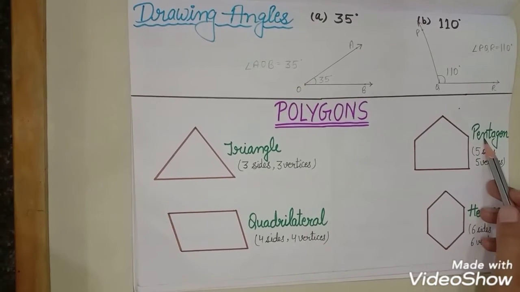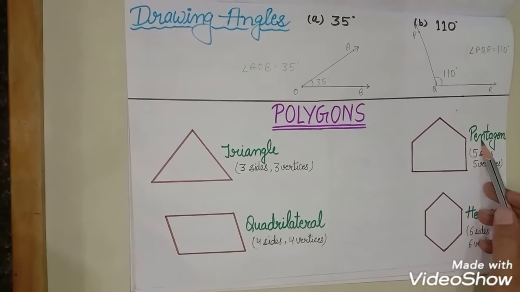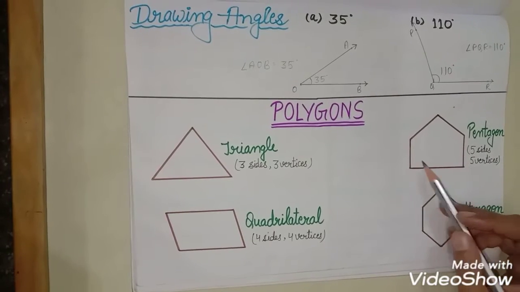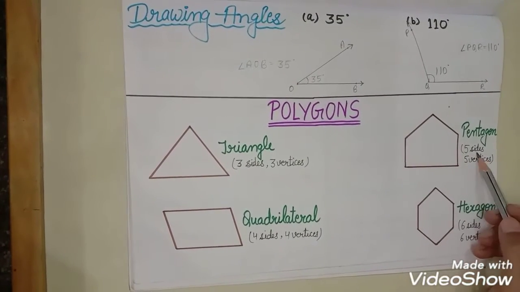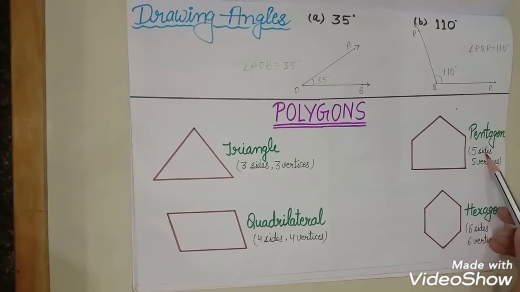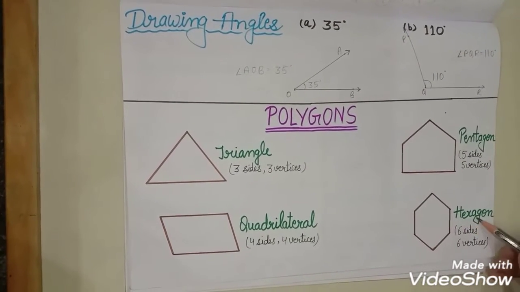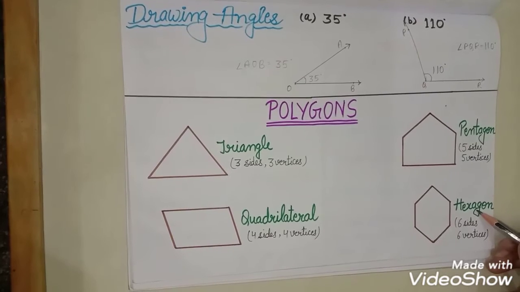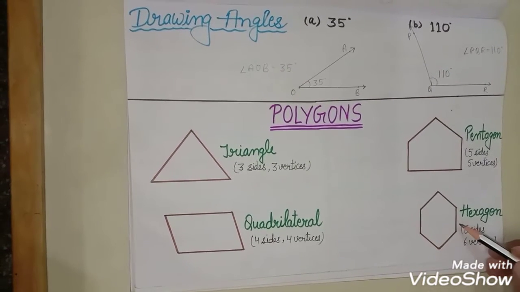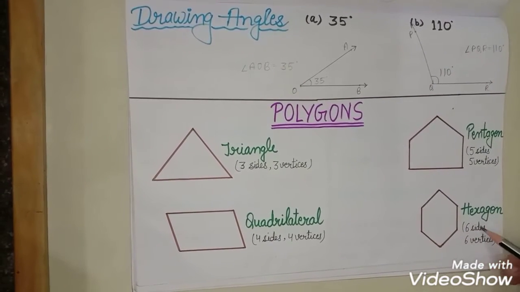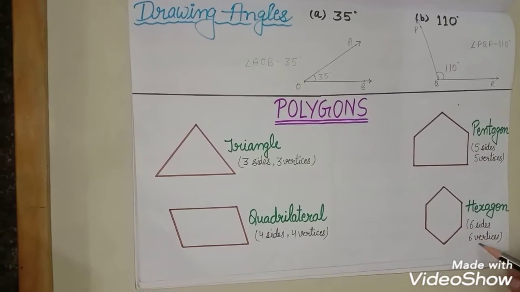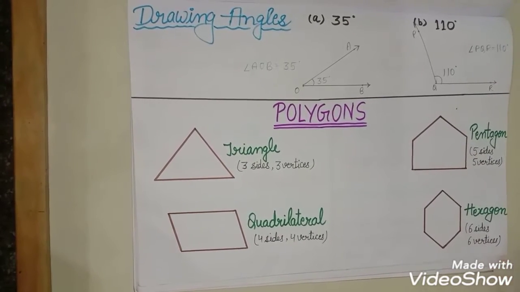Third one is pentagon. A polygon made up of five sides is called a pentagon. So it has five sides and five vertices. Fourth one is hexagon. A polygon made up of six sides is called a hexagon. It contains six sides and six vertices.